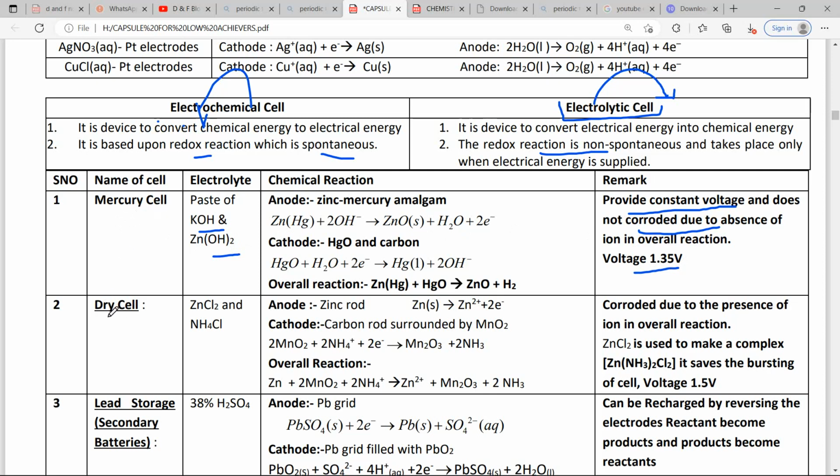And the dry cell: zinc chloride and ammonium chloride. The anode will be the zinc rod here, and the cathode will be the carbon rod. This is the normal clock battery that we are using. That is called the dry cell.